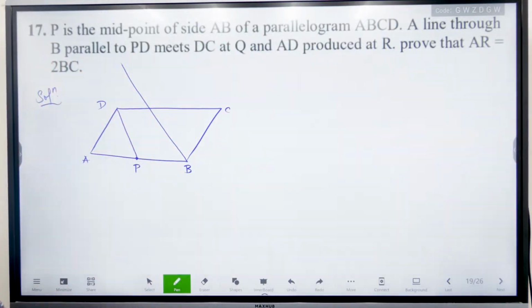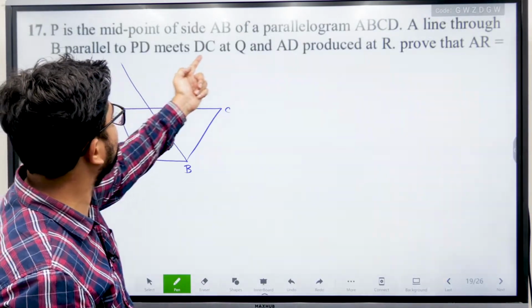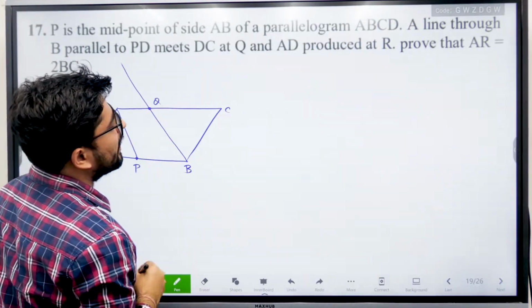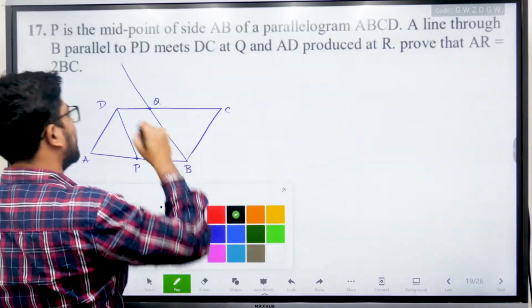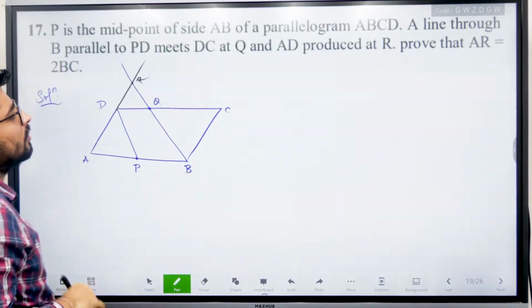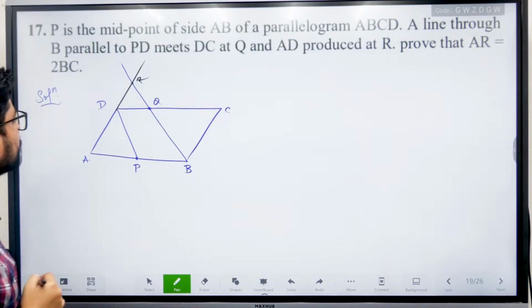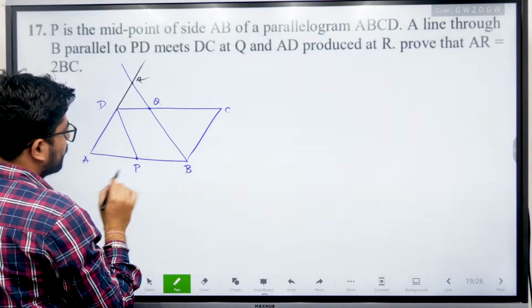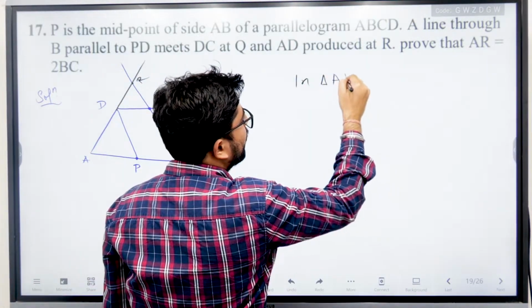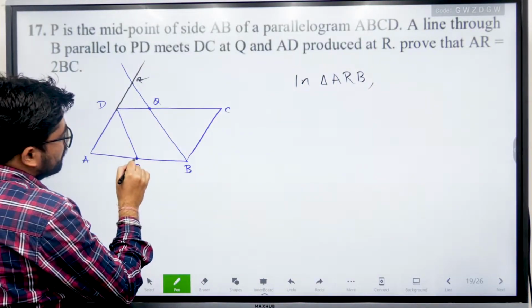If you draw a line from B which is parallel to PD, it meets DC at some point Q. Let's say that point is Q. Okay, and AD produced at R. So when you produce your AD, it intersects this line at R. Now prove that AR is equal to 2 times BC. Got it? Now, sir, if you observe this triangle ARB, in triangle ARB, P is the midpoint.